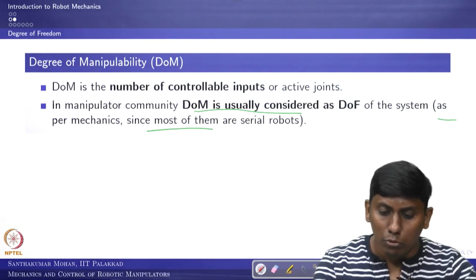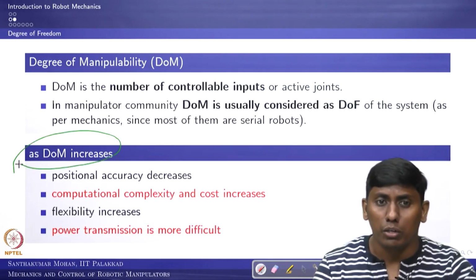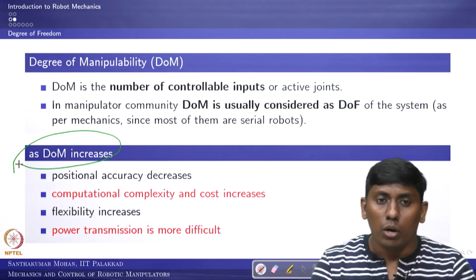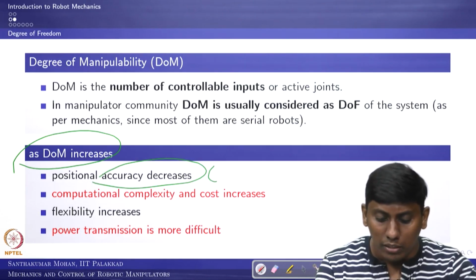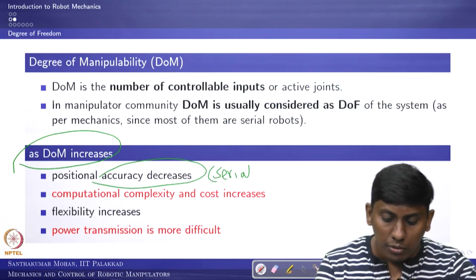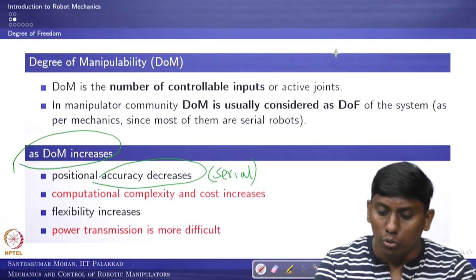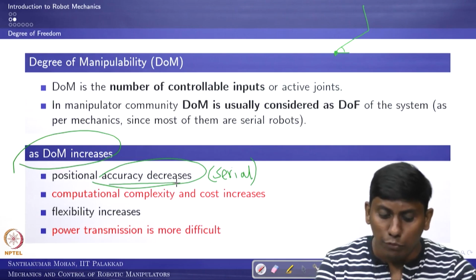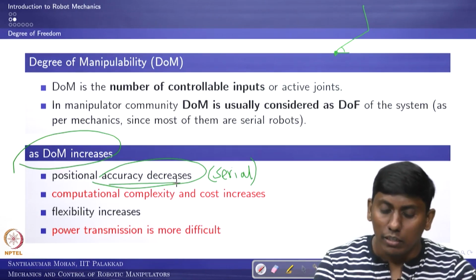So let us move further. If the degree of maneuverability increases, in the sense that you are increasing the number of actuators, the positional accuracy decreases as in a serial robot, because if you have an error in one chain, for example here, this error would accumulate further.